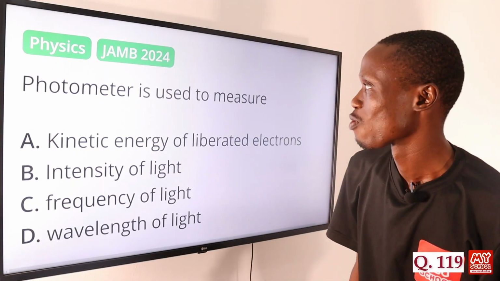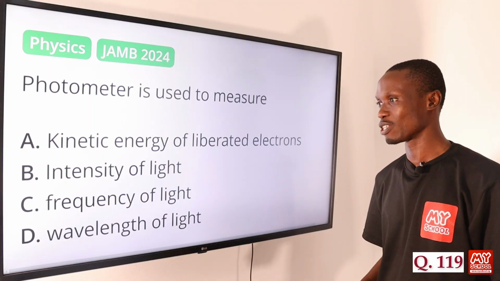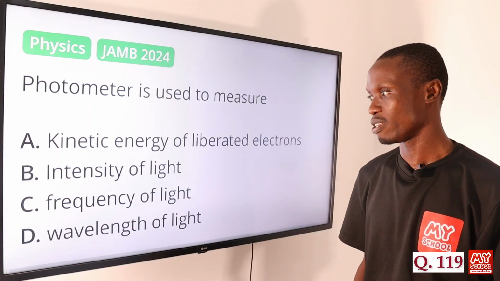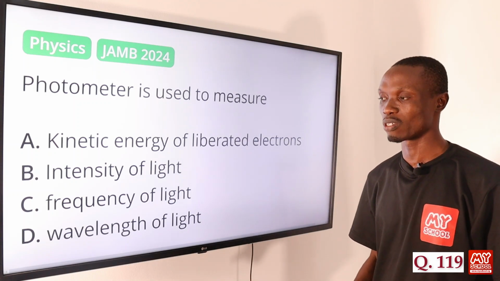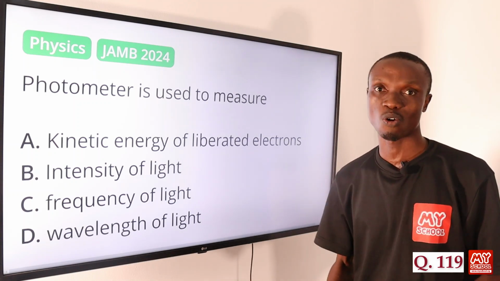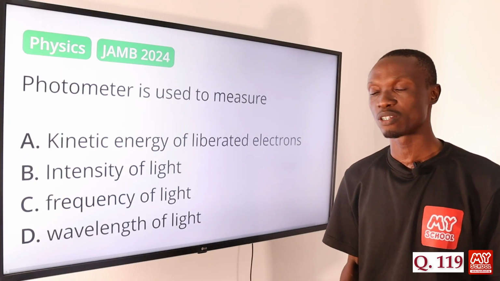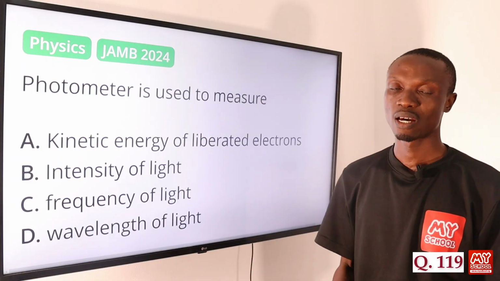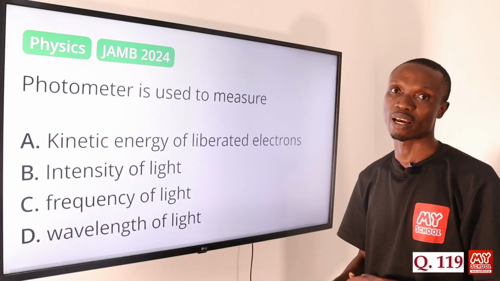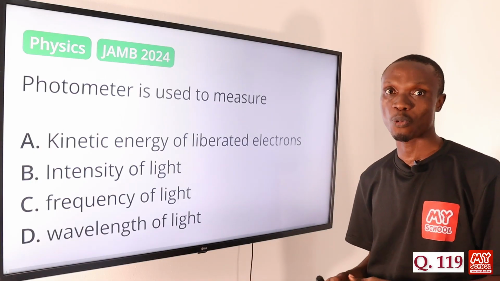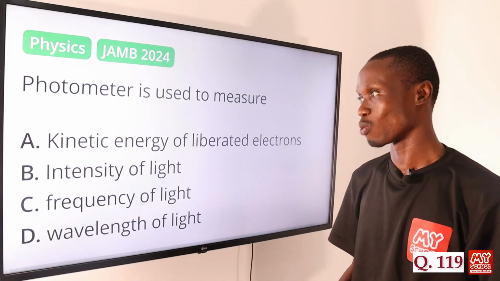Question 119. Photometer is used to measure A, kinetic energy of liberated electrons, B, intensity of light, C, frequency of light, and D, wavelength of light. So the answer to this question is option B, intensity of light. So photometers are specifically designed to measure the brightness or intensity of light, and they are commonly used in photography, astronomy, and other scientific applications to ensure proper lighting conditions. Okay, so that makes option B the correct answer to this question.